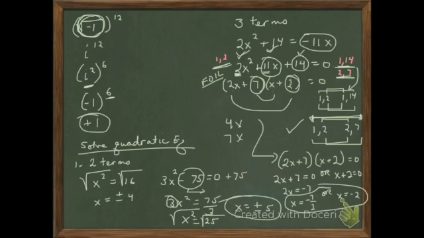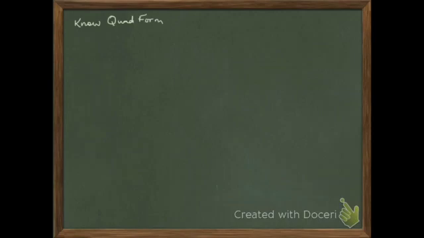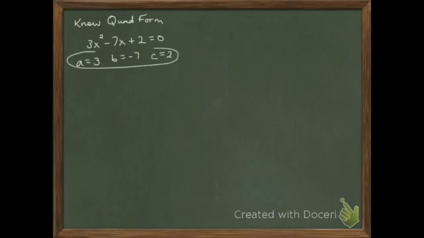Now, moving on to the next page, you also want to know the quadratic formula and be able to use it. By that, if I had 3x squared minus 7x plus 2 equals 0, I would identify a as 3, b as negative 7, c as 2, and I would plug all that into the quadratic formula and solve it. Review it if you need to.